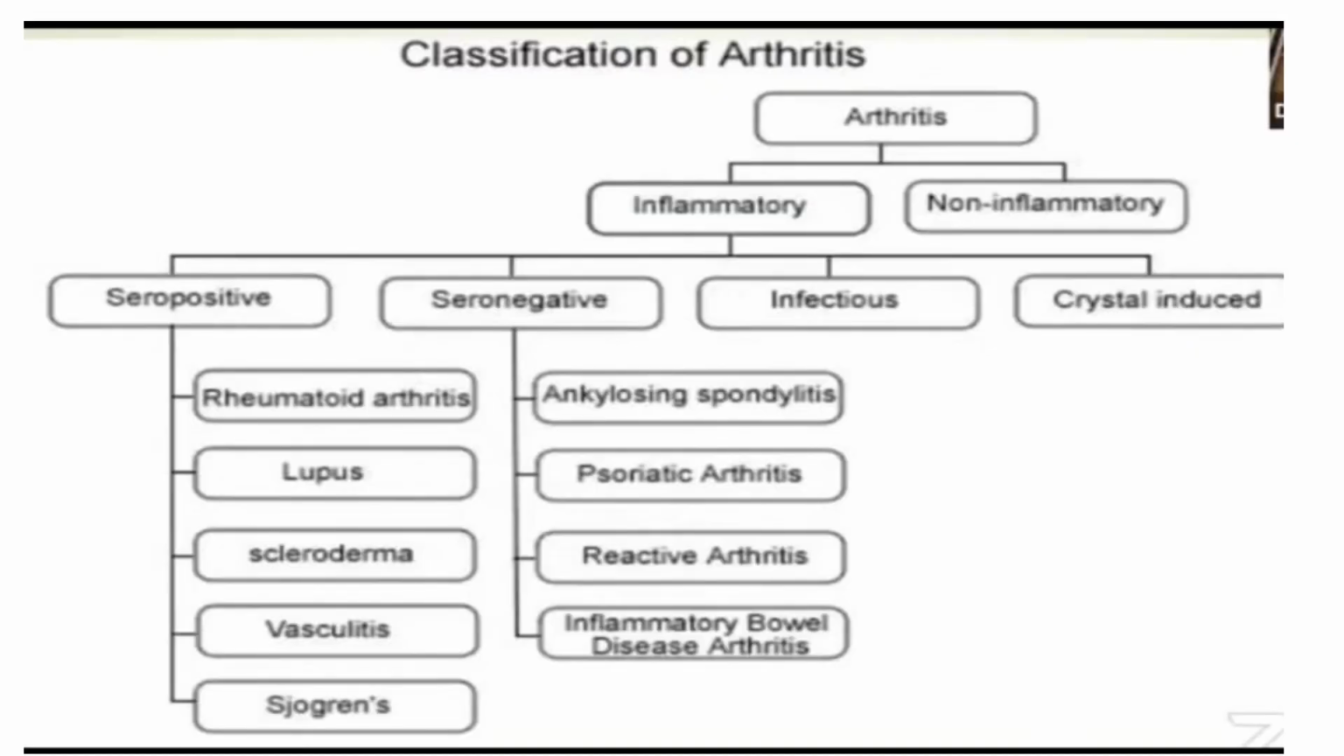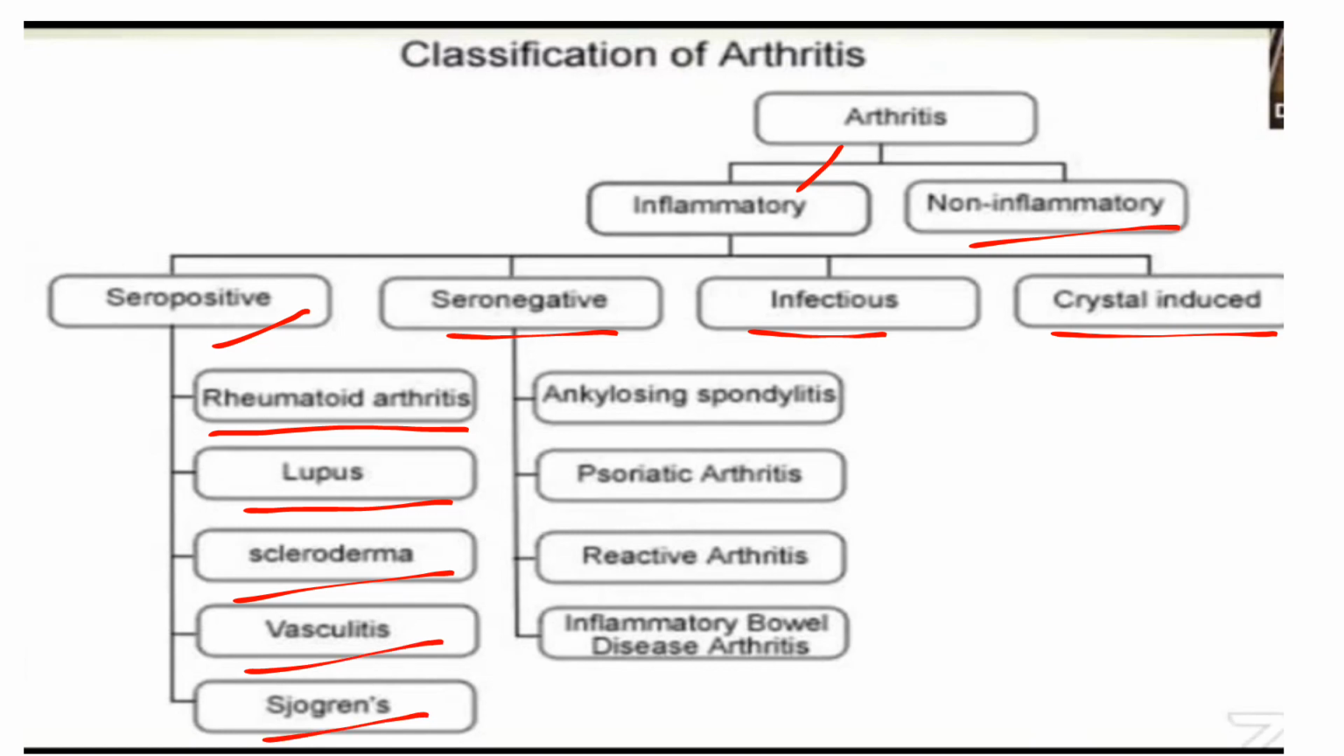Classification of arthritis. Arthritis may be inflammatory or non-inflammatory. Coming to inflammatory, it might be seropositive, seronegative, or infectious and crystal induced. In seropositive: rheumatoid arthritis, lupus, scleroderma, vasculitis, and Sjogren's. Coming to seronegative arthritis: ankylosing spondylitis, psoriatic arthritis, reactive arthritis, and inflammatory bowel disease.